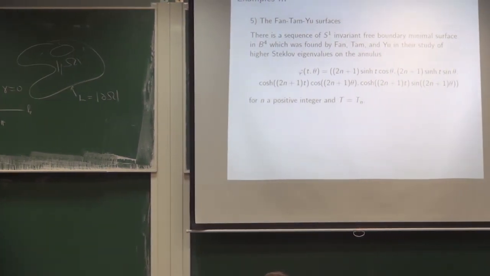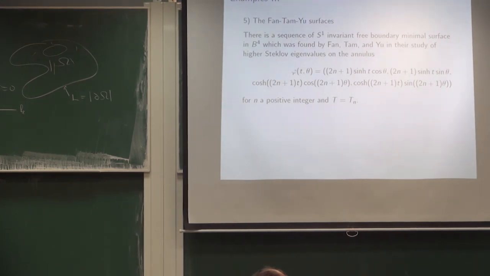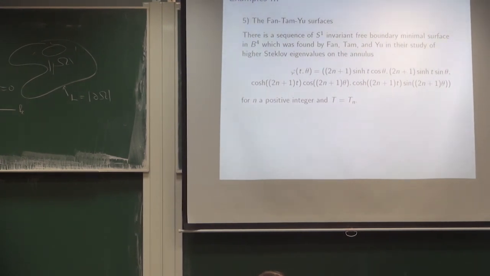They didn't solve the full problem, that is, where you consider arbitrary metrics, but by considering S1 invariant metrics, they were able to show that for lots of the eigenvalues, in fact all of sigma k except when k is 2, they were able to construct a maximizer, and they were able to show the maximizer actually gives rise to a free boundary minimal annulus in B4, and I've written these down explicitly.